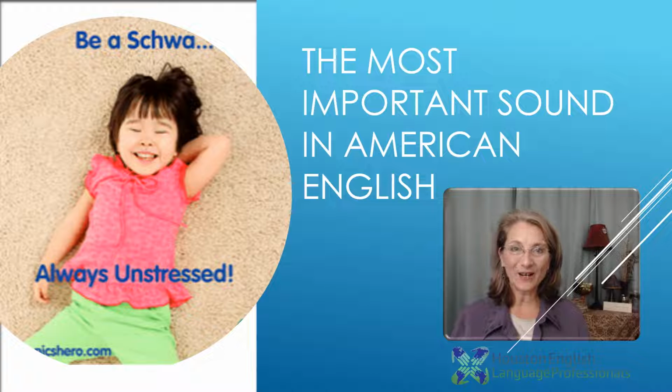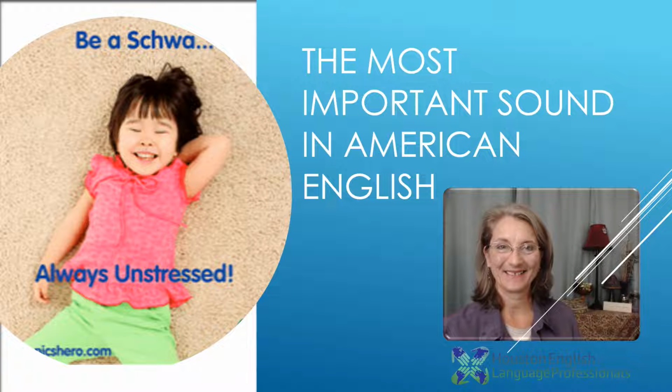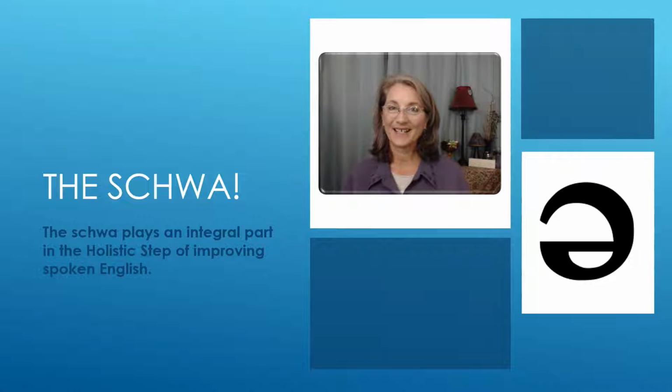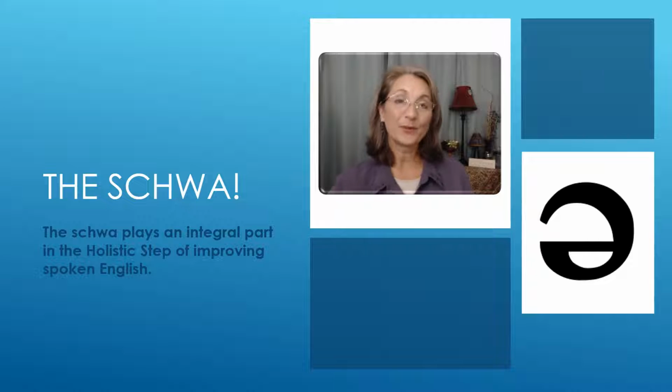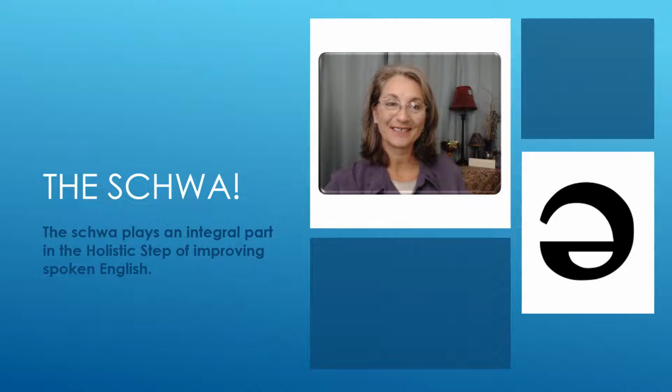In this video, we're going to talk about the most important sound in American English. The name of this sound is the schwa, and it's represented by an upside down E. You see, the schwa plays an integral part in the holistic step of improving spoken English.